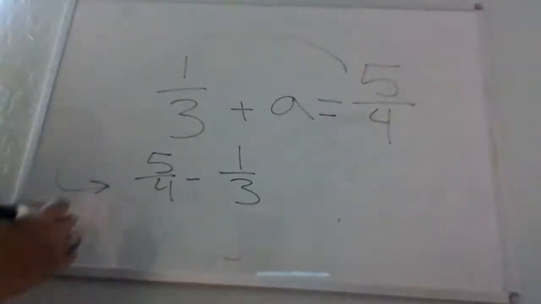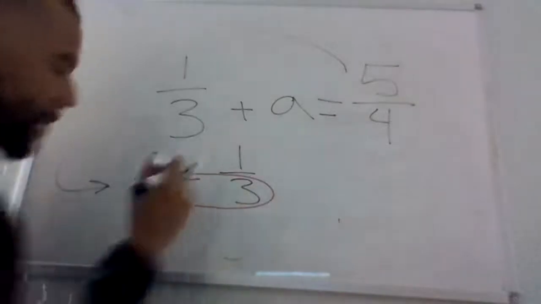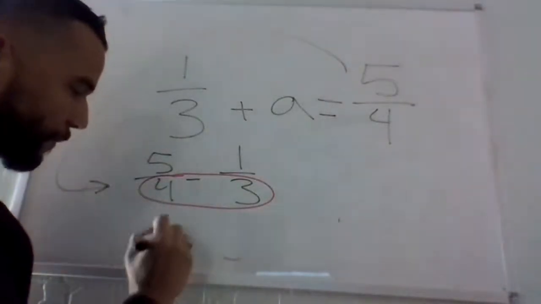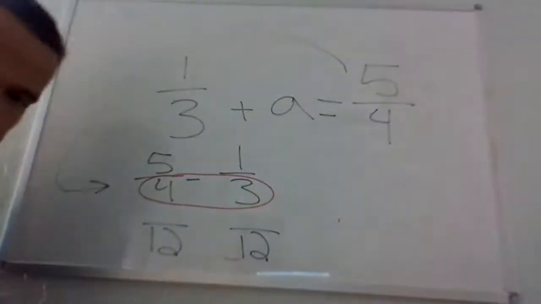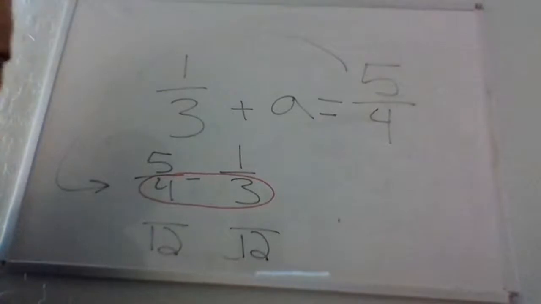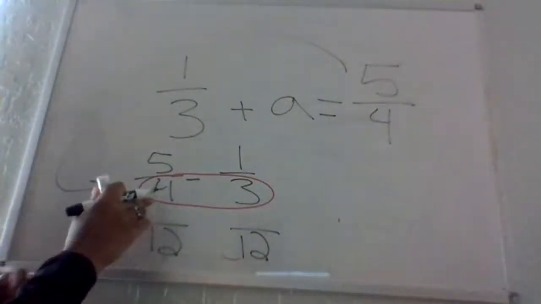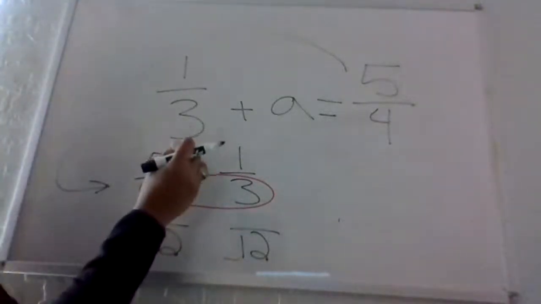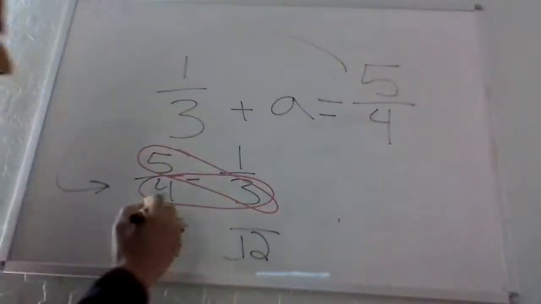Yes. 4 times 3? Correct. So I do 4 times 3. Okay. That means that my new denominator for both fractions is going to be 12, right? 12. Now what do I need to do? Times the top as well, right? Correct. So I'm going to take 4. I'm going to take 3, multiply the top, and multiply it by 5. Right? I'm kind of creating a butterfly here. So that's going to give me 15.